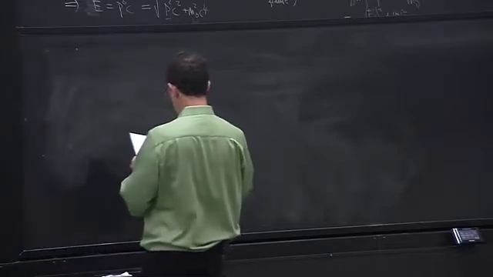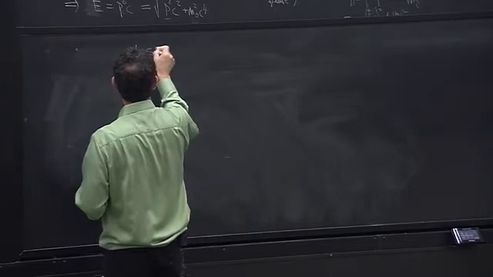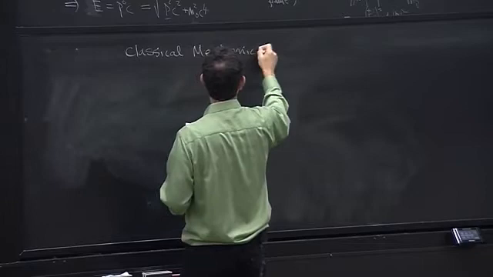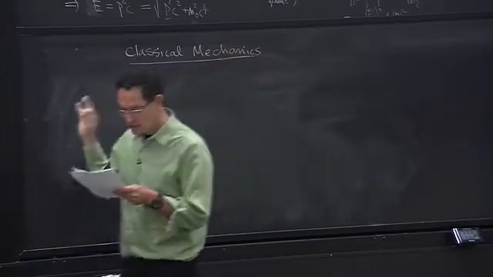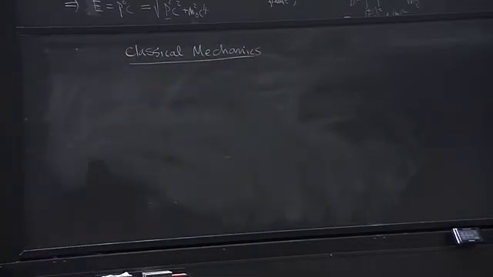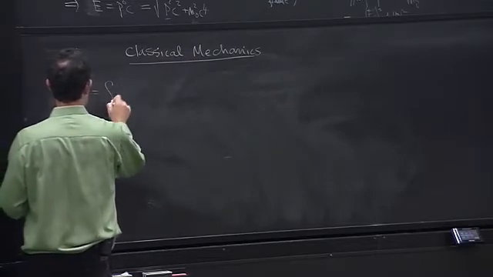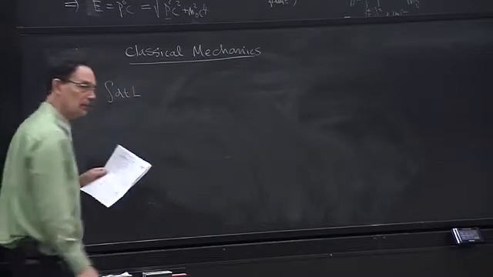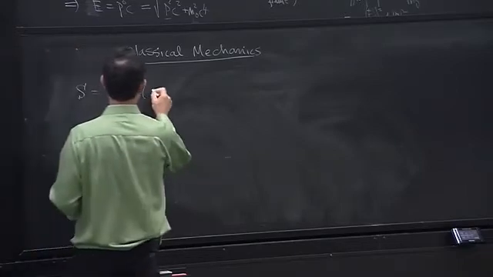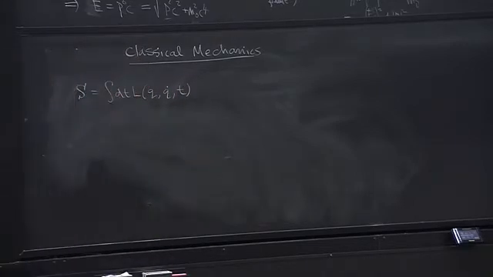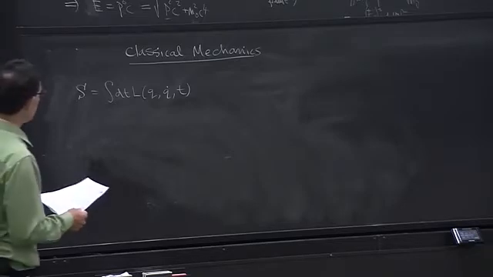So let's do classical mechanics, just to see how this works. Okay, so non-relativistic mechanics. We're going to take the action to be the integral dt of the Lagrangian. And the Lagrangian is a function of q, q dot, and t. So that's the starting point of the Lagrangian formalism in classical mechanics.